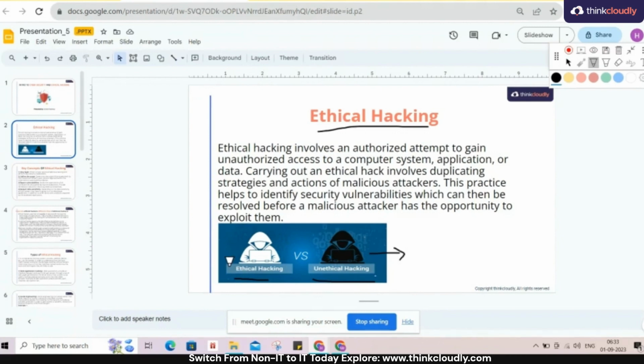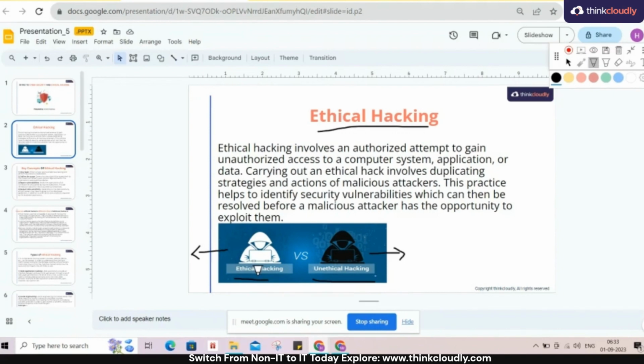On the other hand, ethical hackers have proper permission. Suppose tomorrow you are hired by a Thinkcloudly team to do VAPT. You will follow the same procedure that is followed by the unethical hacker, but you have permission to do it. An unethical hacker doesn't have permission to do any hacking activity. So this is called ethical hacking.